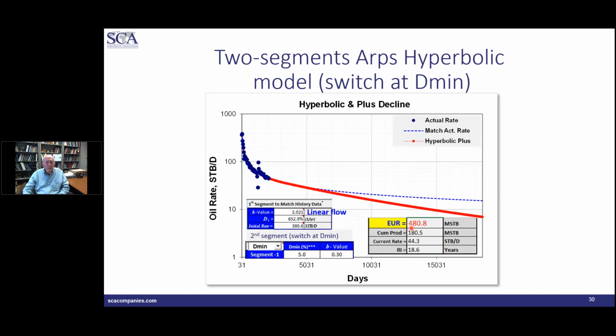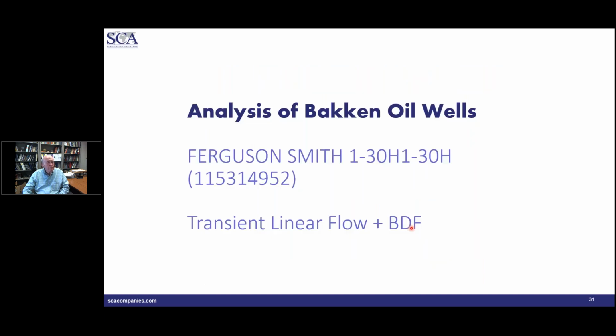But we can do this rationally with this identification of flow regimes, and then taking into account that eventually the odds are overwhelming that we will switch to a boundary-dominated flow regime. One more Bakken well.